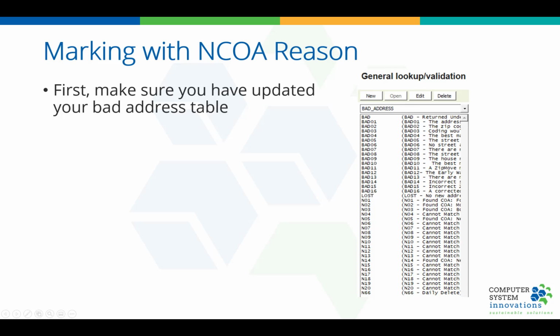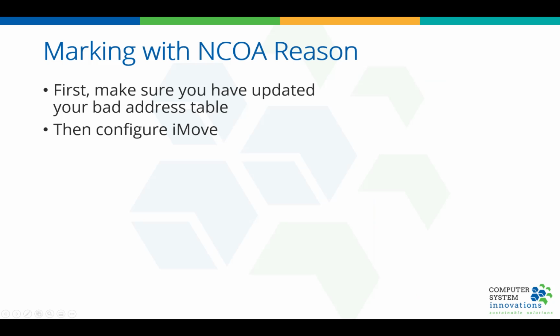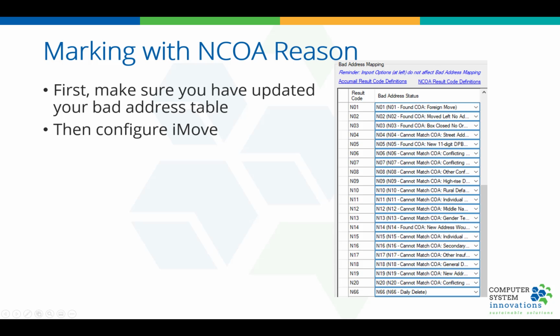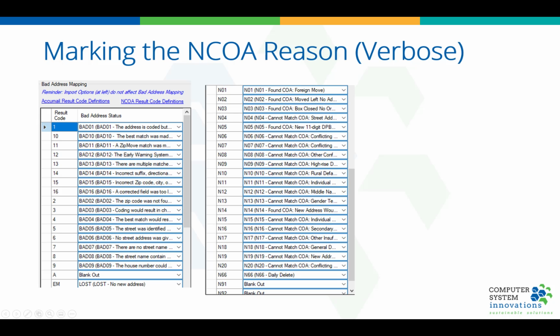First, we're going to go ahead and configure our bad address table like we talked about, and then we're going to configure iMove. And it's going to look like this. So you can see here, every return code from iMove is going to set the bad address flag according to why it's a bad address. Here's the verbose method, and this is marking everything, my Accumail codes and my national change of address. So you will see a 1 through 16 based on if it is a bad address, meaning it's incorrect, you could never mail to it.